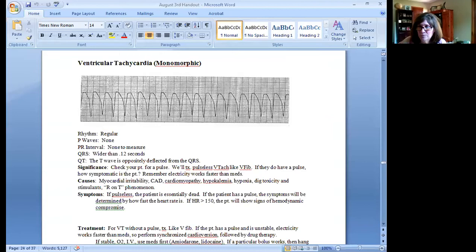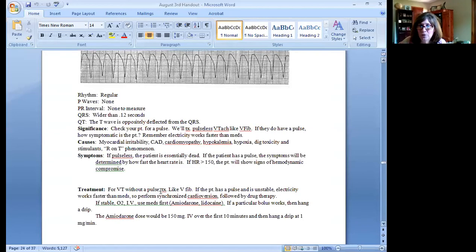Treatment. For VTAC without a pulse, I've already said that we're going to treat it like VFib. But if they have a pulse and they're unstable, electricity works faster than meds. So go ahead and do the synchronized cardioversion and follow those same steps previously in your handout. If they're almost out to lunch, you could try to get a consent. If they're too out of it to consent, get the wife to consent or call a family member quick and get 2 RNs on the phone, but we need a consent. If it's an emergency, 2 docs can say, we're rolling, we're doing it.